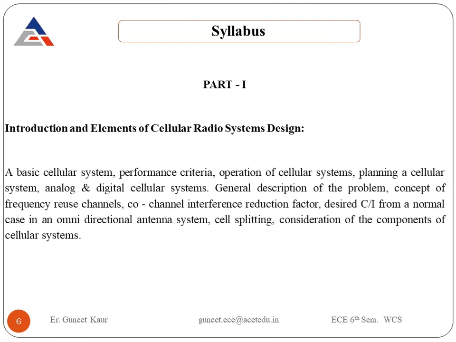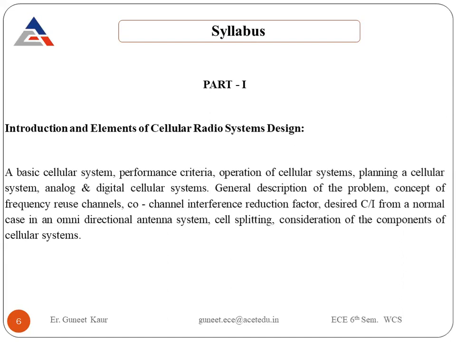I will teach you what is a basic cellular system, what are the limitations of that, then what are the various performance criteria, how a cellular system is operated, planning of a cellular system, what are analog and digital cellular systems, then what is the general description of the problem, the concept of frequency reuse channels, co-channel interference reduction factor, desired C by I, actually C by I means carrier to interference ratio, what is the effect of that, then how cells are separated, and components of cellular systems. That will be included in part number 1.